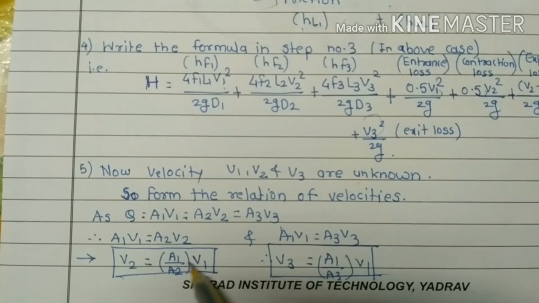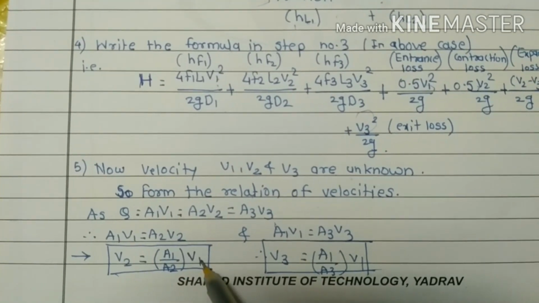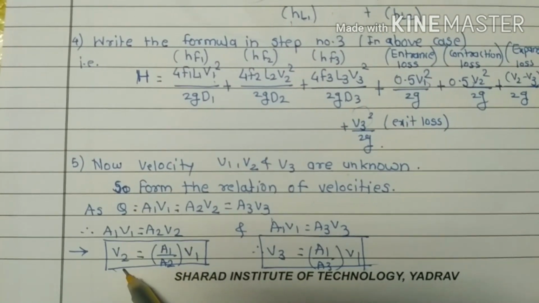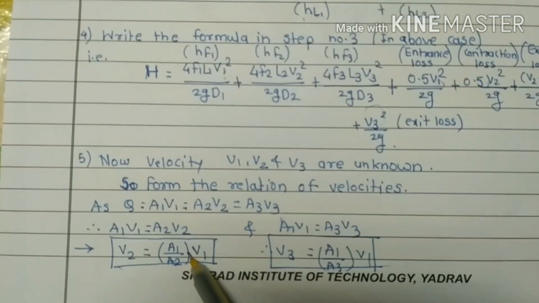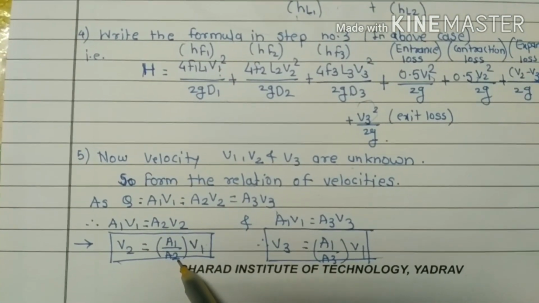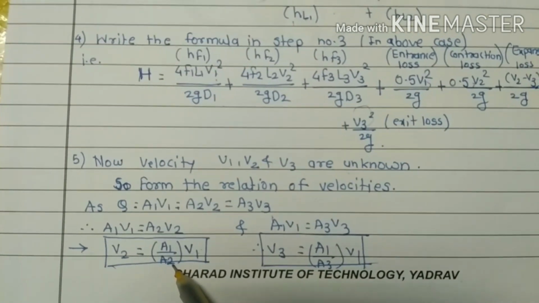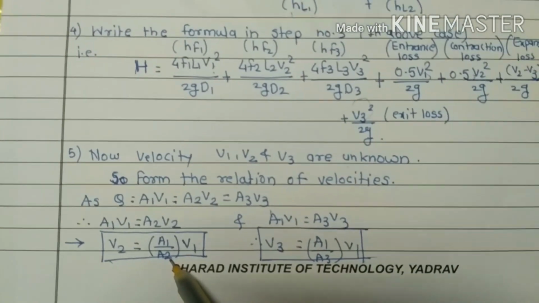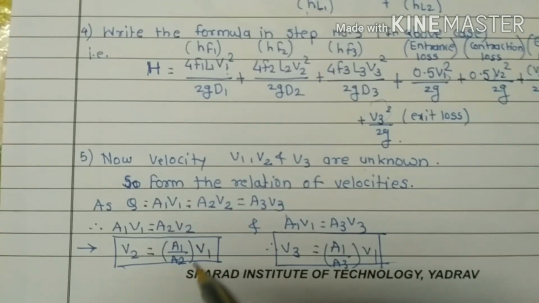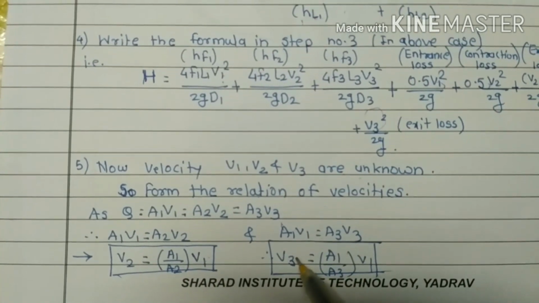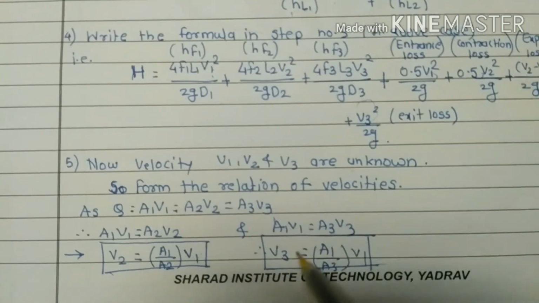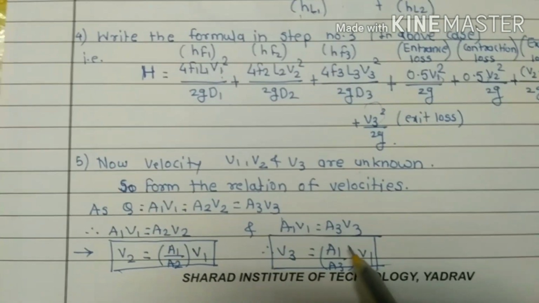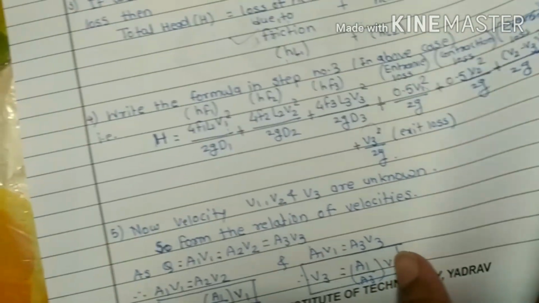So first I will take A1 V1 equal to A2 V2. I have to convert V2 in the form of V1, so V2 should be substituted by V1. Here I will get this relation. A1 and A2 we can find easily because the diameter is given. We simply use the formula pi by 4 d square for both A1 and A2. Similarly, form the next relation A1 V1 equal to A3 V3, with V3 in the form of V1. A1 and A3 we have to calculate.